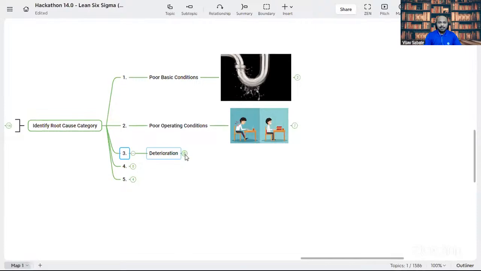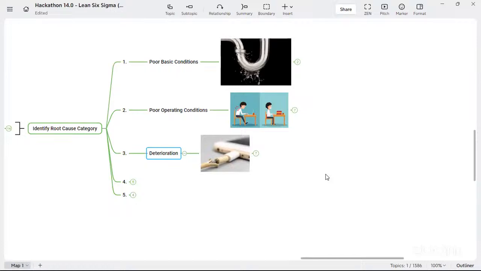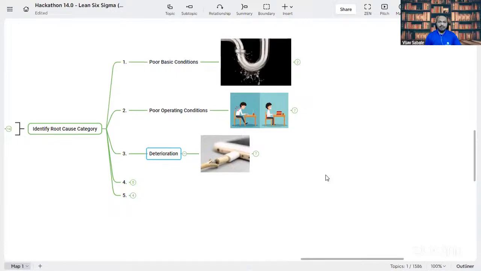Now let's talk about the third category, which is deterioration. Just look at the example. What do you see by looking at the example? Wire got teared off, right? So every part that you are going to use in the machine, or anything you use in your software, starts to deteriorate, because everything has some shelf life, right?